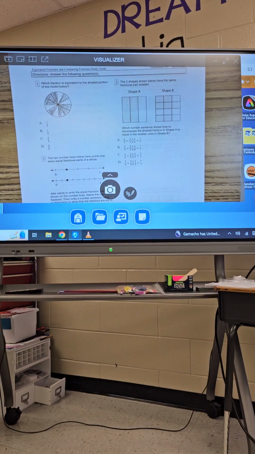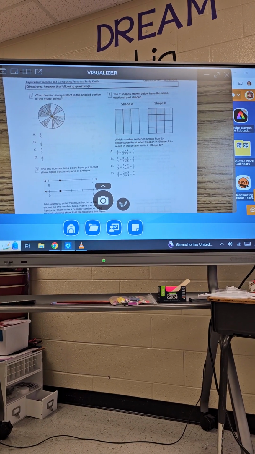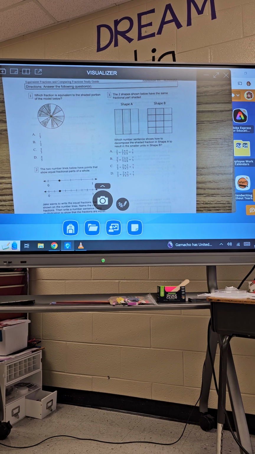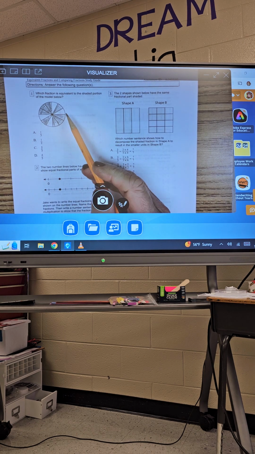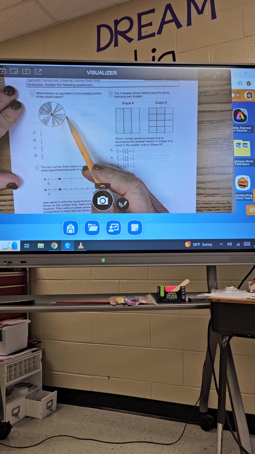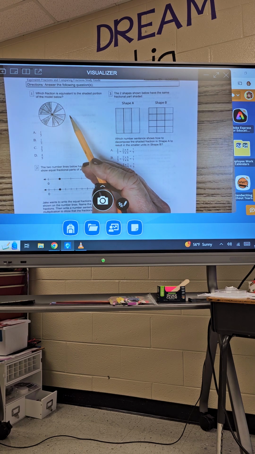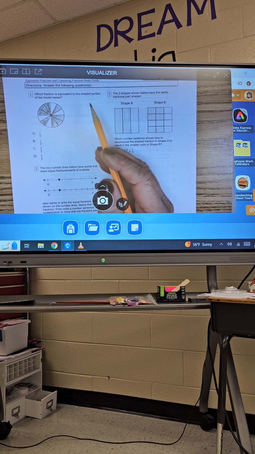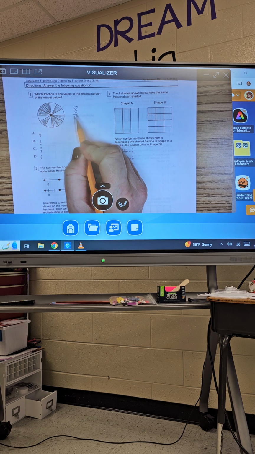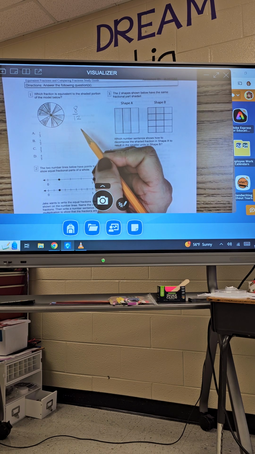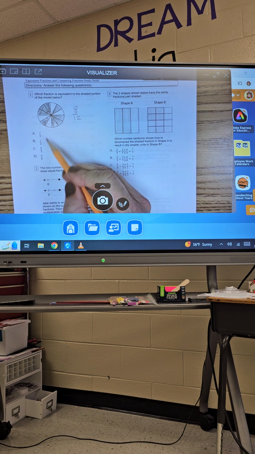Here is number 1. With number 1, I'm looking at how many fractional pieces are shaded. When I look at this, I see 8 out of the 12 shaded. So I'm going to write up here 8/12. If 8/12 are shaded, I don't have that as an answer. So I need to find a common, equivalent fraction to 8/12.